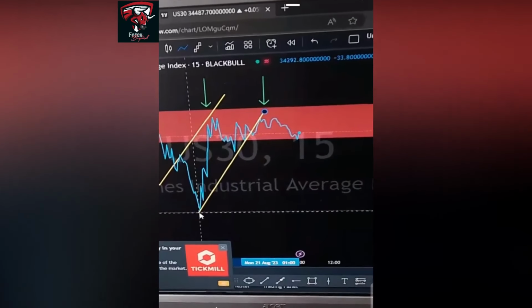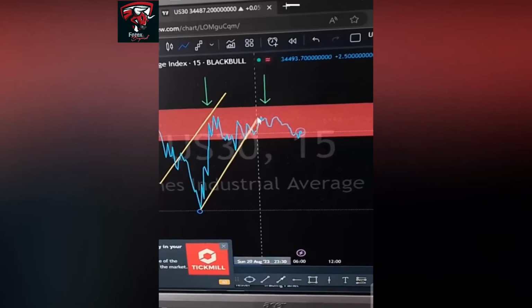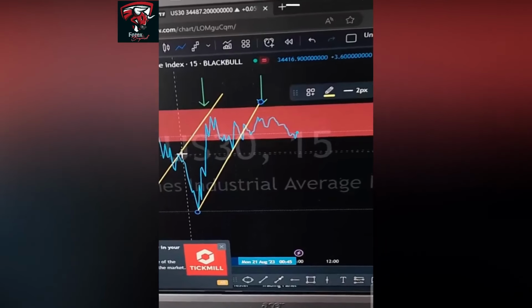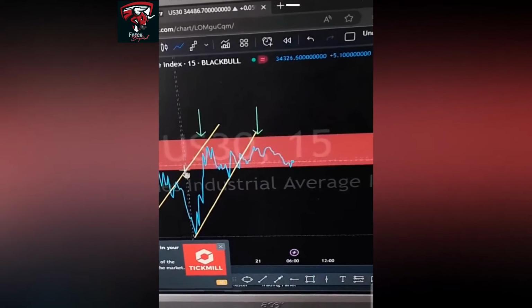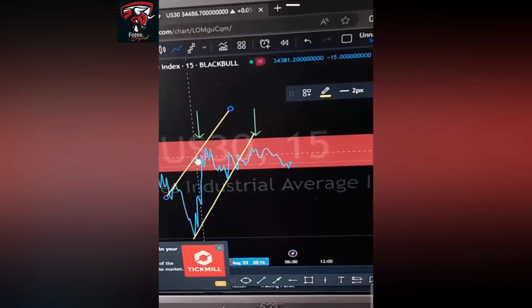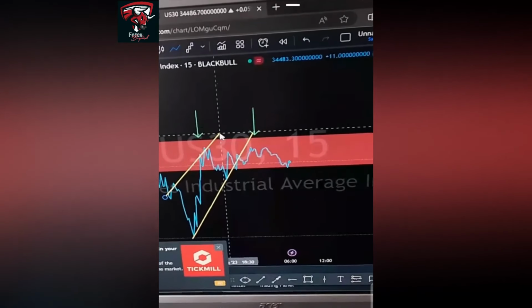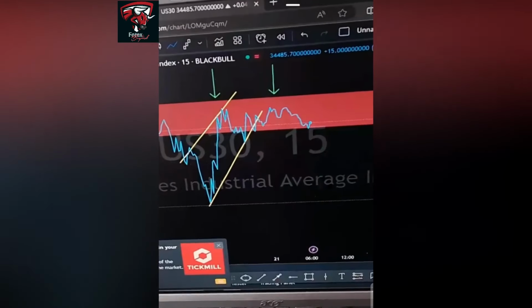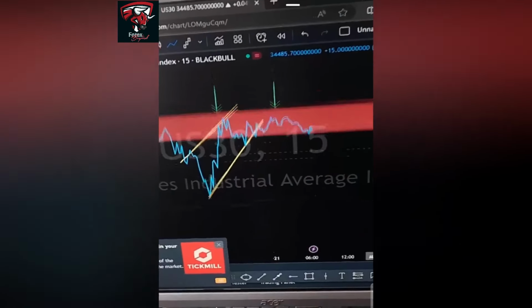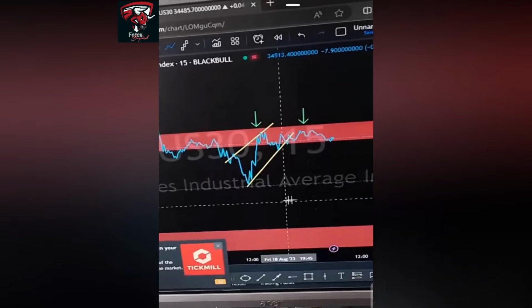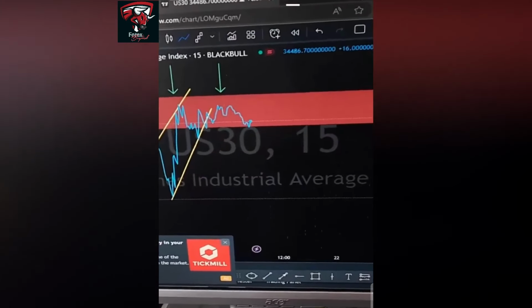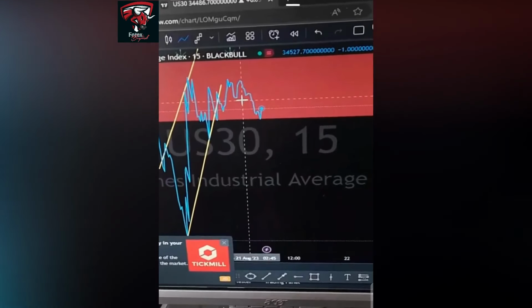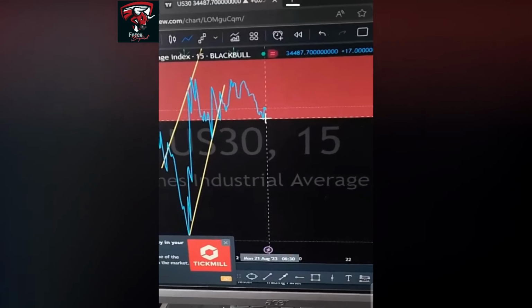Let's adjust our zones. Ascending channel. So this is our 15 minutes. Our neckline is still clear. There it is right there. This is what we call a pullback.